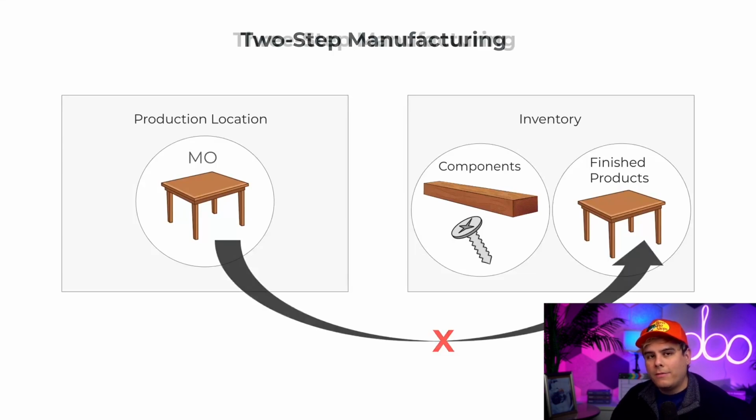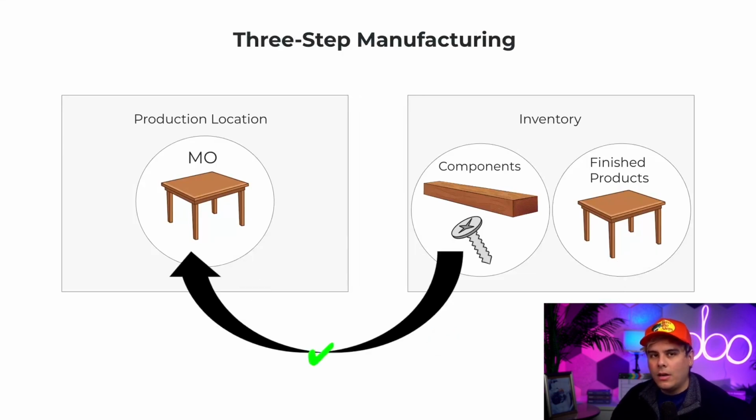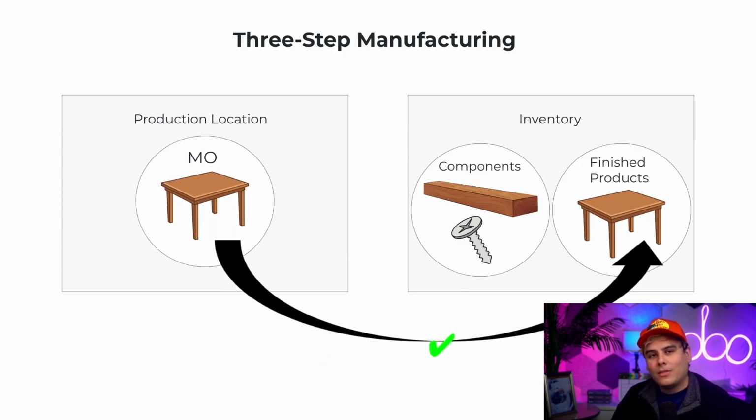In three-step manufacturing, 2 transfers are created. One to move components to the production location before manufacturing begins, and then another to move the finished products to their storage location. In both 2 and 3-step manufacturing, the manufacturing step itself is processed in the same way as 1-step manufacturing.